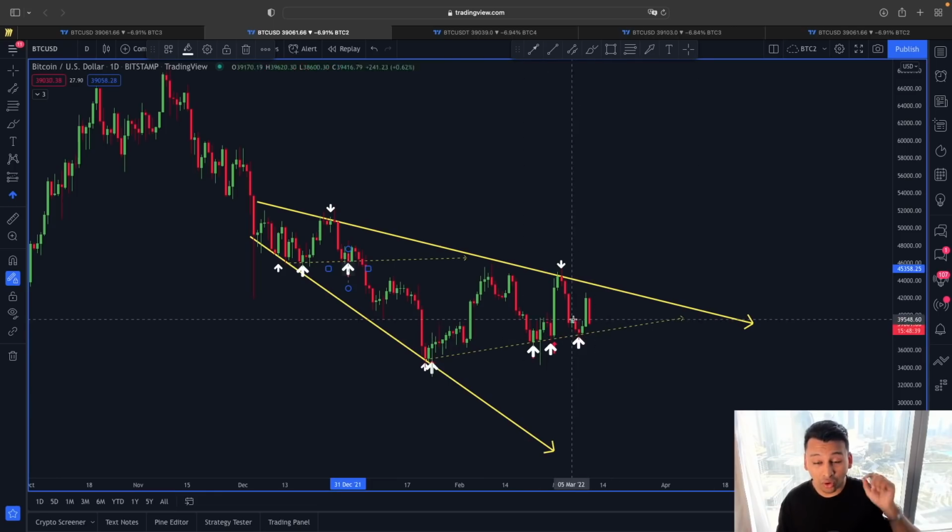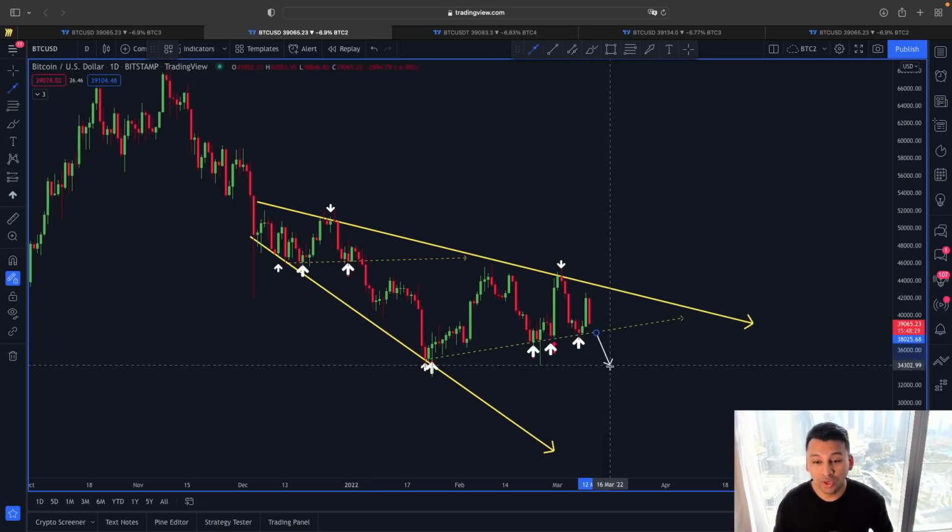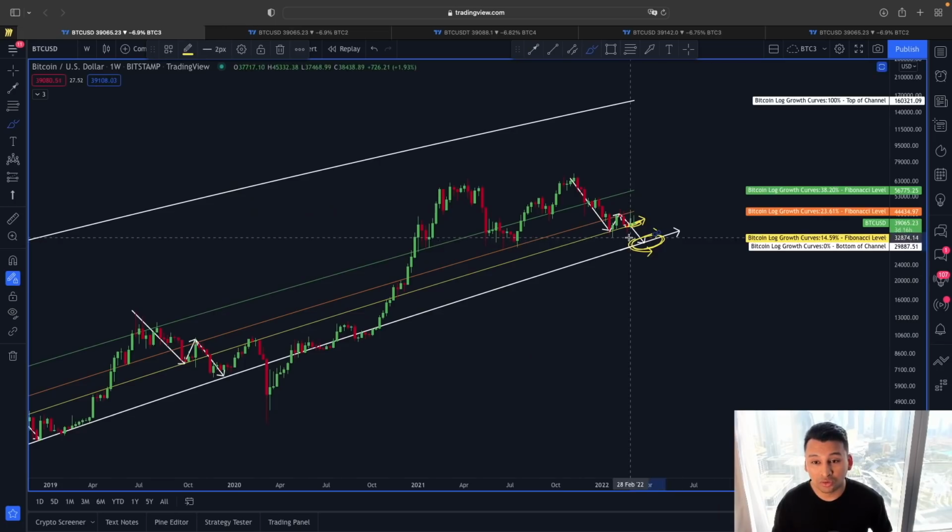So that is also a reason why for us this range of 38,000 is a must-hold support line for Bitcoin, and losing the support around that area will clearly indicate a sign of weakness, and in that case we will also be breaking below the support from this 14.59 Fibonacci level. And in the past Bitcoin price action, failing to find support at this line brought the price towards the bottom of this Bitcoin logarithmic growth curve.